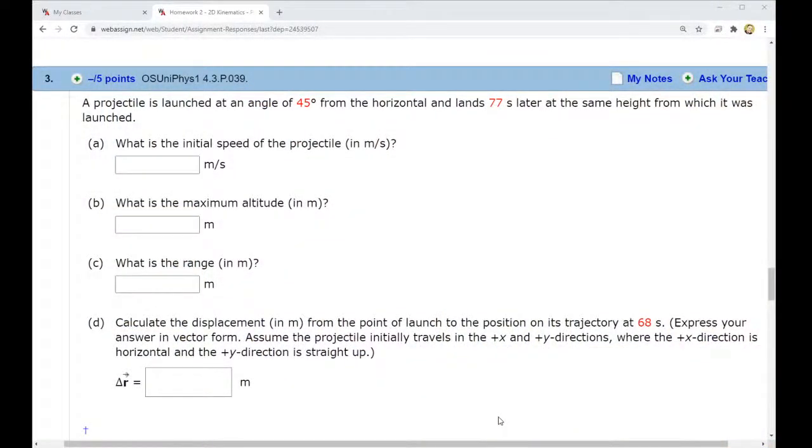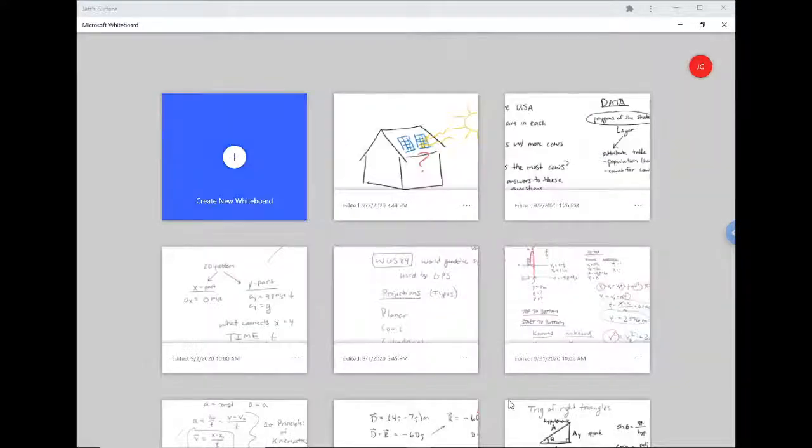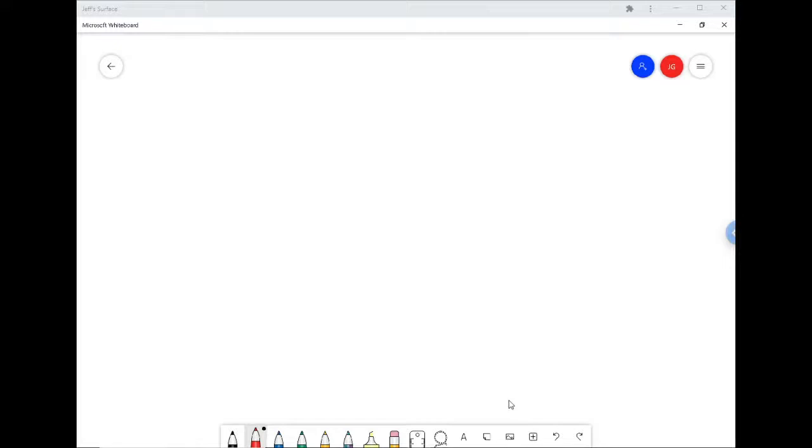Okay, so let's get to the whiteboard. And here we go. Oh, not this one, which is a house with the sun, apparently. Okay. All right.